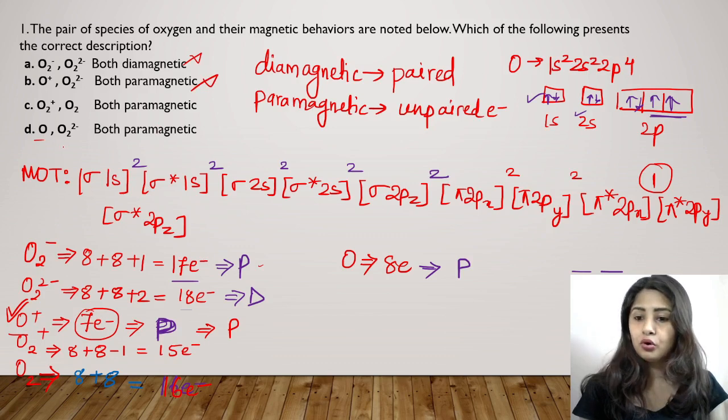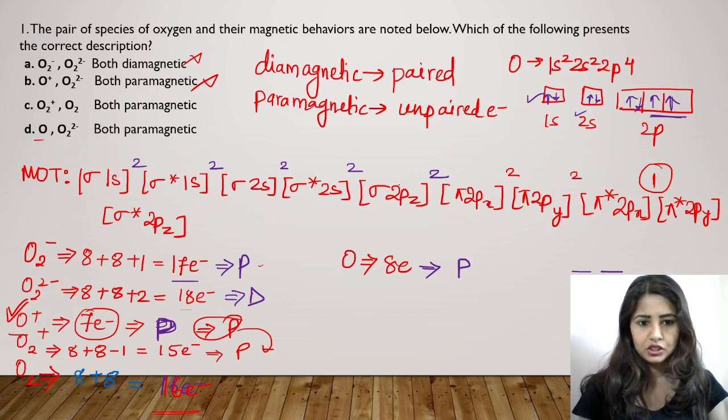Then comes O2 plus. Check for O2 plus. It is paramagnetic. I forgot to write, sorry, it should be here. So it is paramagnetic. And O2, where is O2? 16 electrons. I forgot to put it. If you put the 16 electrons, the next electron comes here. Again, it is also paramagnetic. So both of them are paramagnetic, right? So option C is correct.